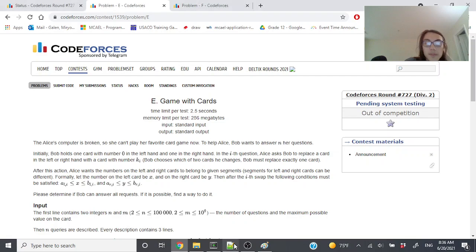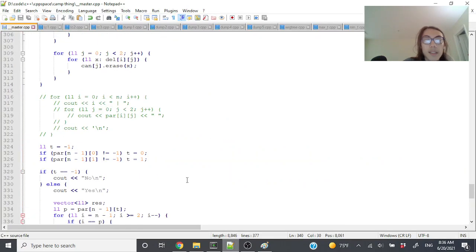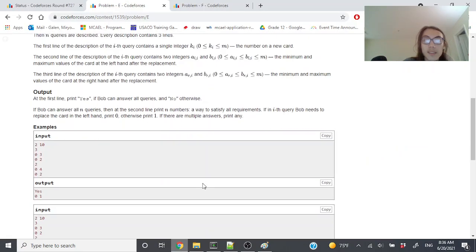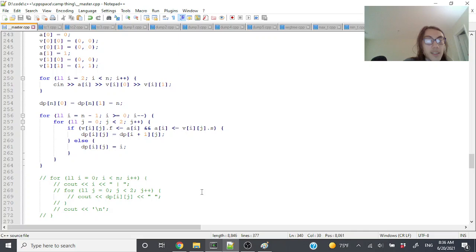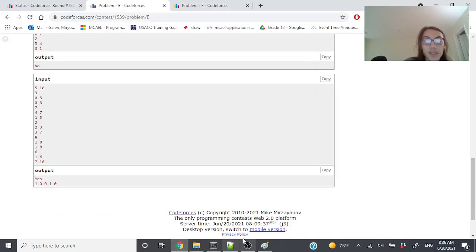Okay, E, which I think I was very close to, and in fact I have potentially working code that passes samples, but not today. That is not how it goes.